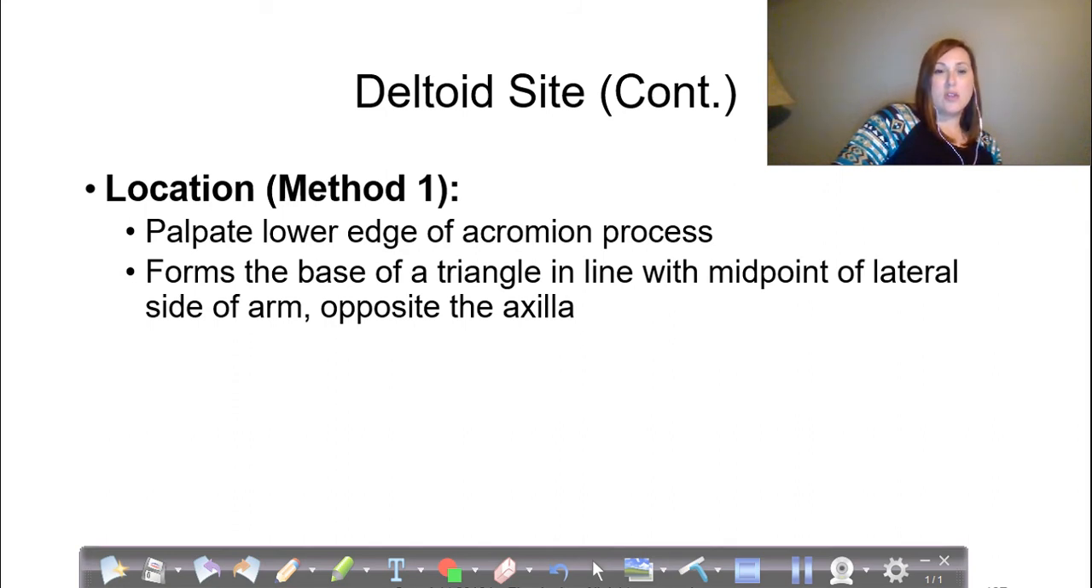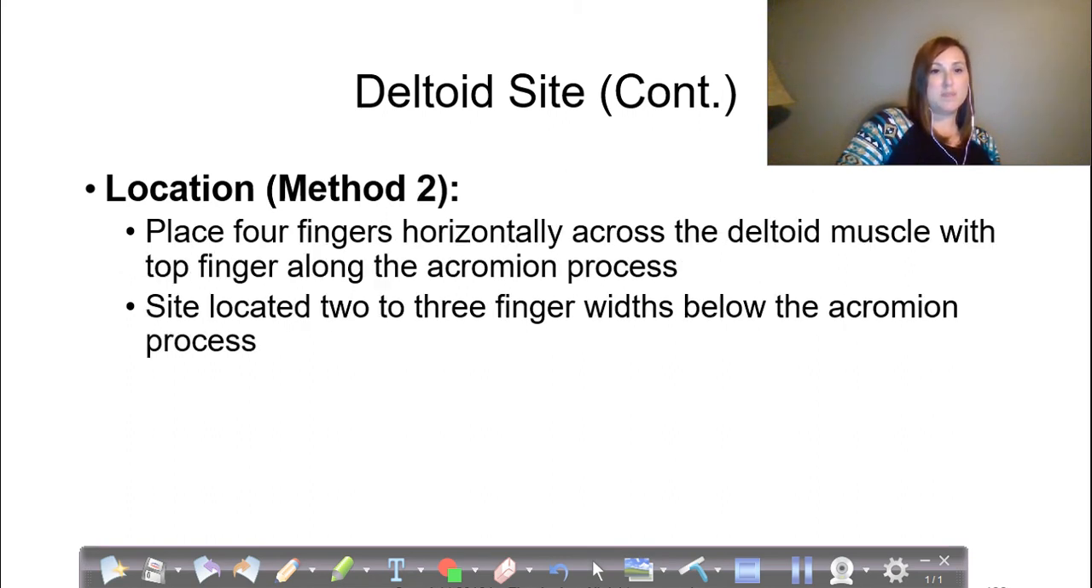You're going to palpate. The first way you can do that is palpate the lower edge of the acromion process. Remember, that's that bony prominence right here in the top of your shoulder. And it then forms the base of a triangle with a line midpoint of the lateral side of the arm opposite the axilla. So you would just use the area where the axilla is, and you would draw a line across, and it would be in that triangle. I can't show you very well, I'm sorry. But there's a good picture of it to show that triangle in your book.